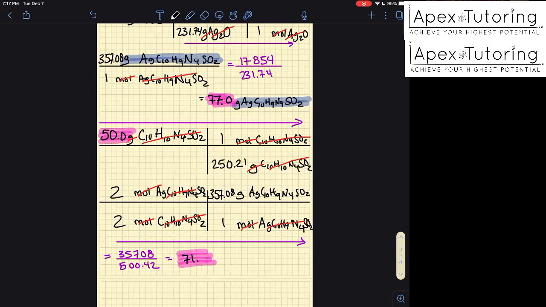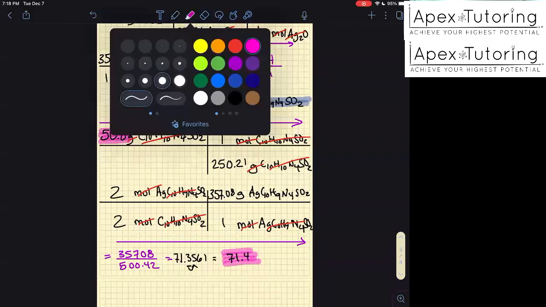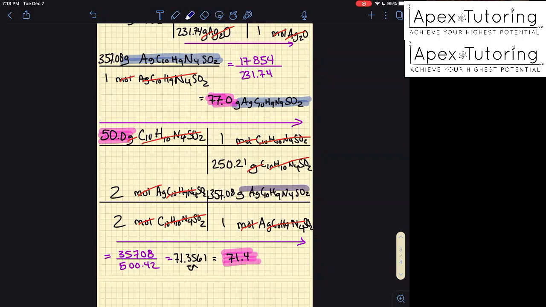Would it just be zero then? So you got 71. It says like 71.356, right? Is that what you got? Yeah. So we'll write this out. You got 71.3561 or whatever. Okay. So we have three sig figs. So we're going to look right here and then we're going to look there. So should it round up or down? So it would just be up. So 71.4. Yep. And then how about those units? Grams of AgC10 and all that stuff. So, yes, grams of that stuff.